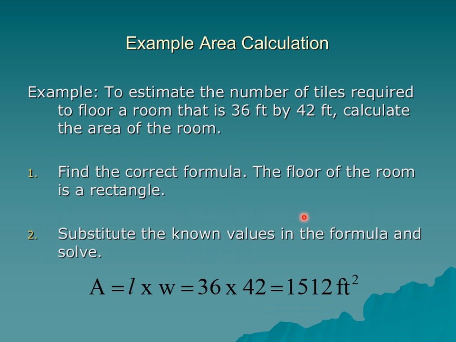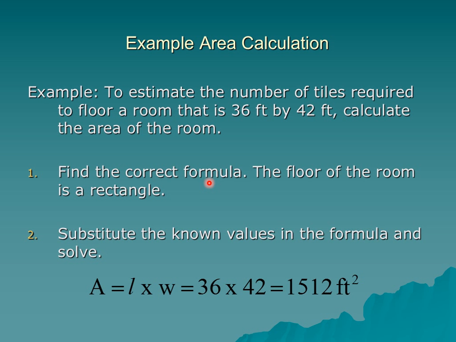Okay. For an example, if you are trying to estimate the number of tiles you require, 1 tile means 1 unit, 1 square inch. Let's say you want to estimate the number of tiles you require to floor a room that is 36 feet by 42 feet, how do you calculate the area of the room? All you have to do is just choose the right formula. You have to first see how the room looks like. Most of the cases the room should be a rectangle, right?